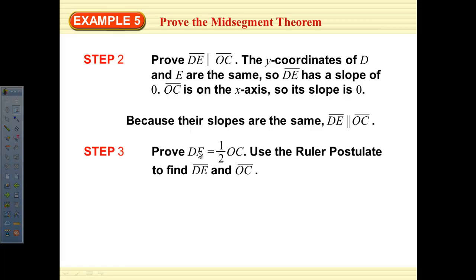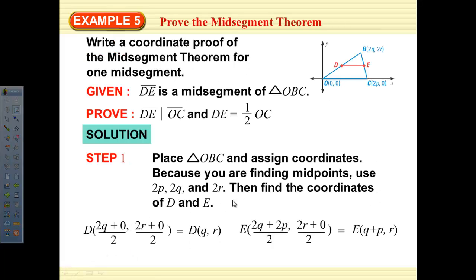And for the third step, we want to show DE is equal to 1/2 OC, so we need to find DE and OC. We don't need to use the distance formula, actually, because they're horizontal lines. So if we go back real quick, we know that D is at (Q, R), and we know that E is at (Q plus P, R). So if we subtract Q plus P minus Q, we get a distance of P there. And if we look at this distance from (0, 0) to (2P, 0), this distance is 2P, and like I said before, if we do Q plus P minus Q, we get P as our answer.